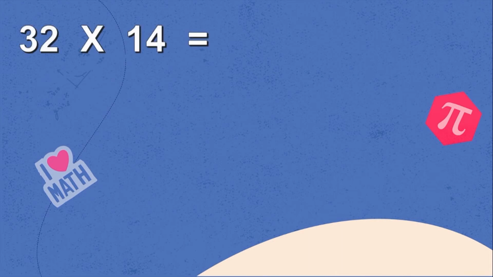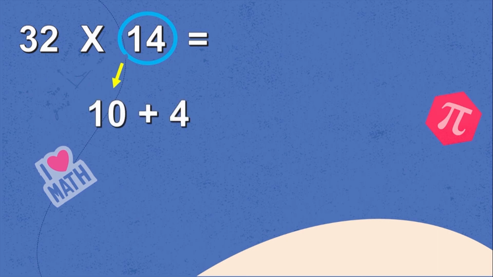We have 32 and 14. Which is the easier number to break apart? Let's look at the 14. And we know that 14 could be broken up into 10 added to 4. Yes? And we're using 10. Why? Do you remember what we do when we multiply by 10? That's correct, you just add a zero. So it's easy multiplication.